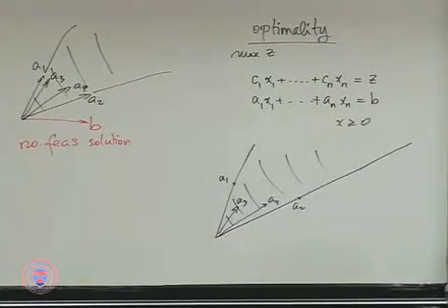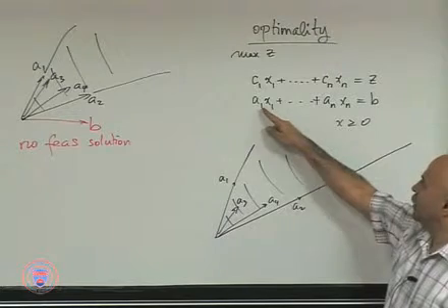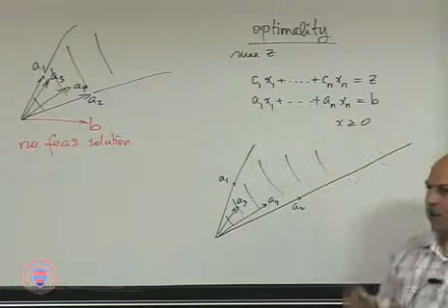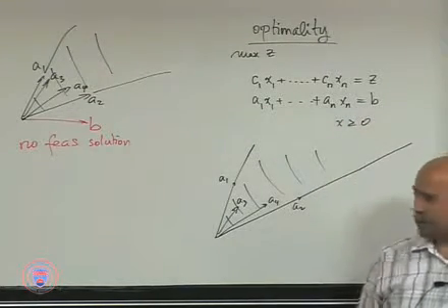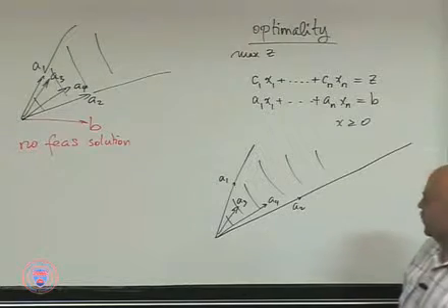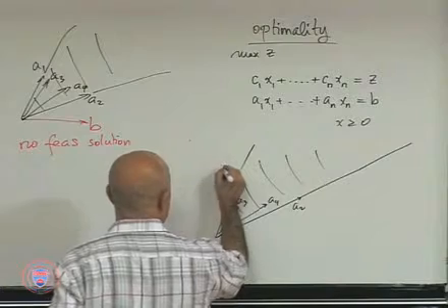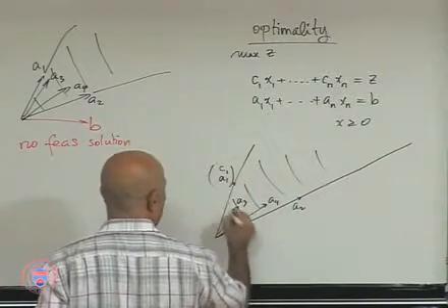Now, I'm assuming in this case A1 through AN and B are one-dimensional, just for the purposes of the picture. Does that make sense? Okay, so let's make this the column vector C1, A1.